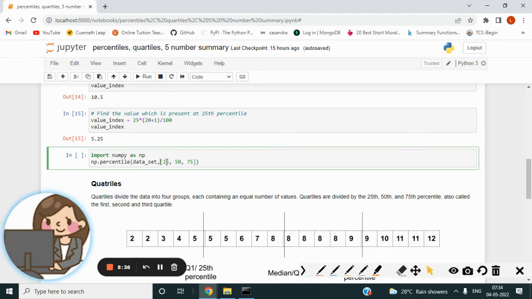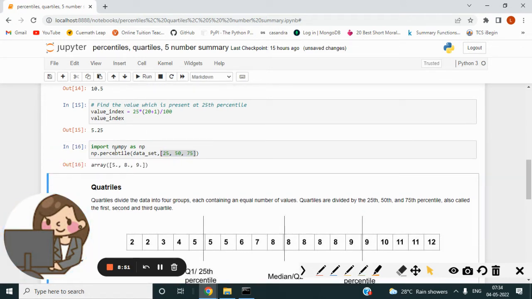Then as an array you pass the percentiles that you want to get. Okay, if you want only one percentile, you just give 25 or 50, whatever it is. But if you want to know multiple percentile values, then you have to pass it as an array or list or tuple, anything. Okay, it should be a sequence. So we got the values that we want. 5 is at the 25th percentile, 8 is at the 50th percentile, and 9 is at the 75th percentile. So this is what we found when we did manually also, right?